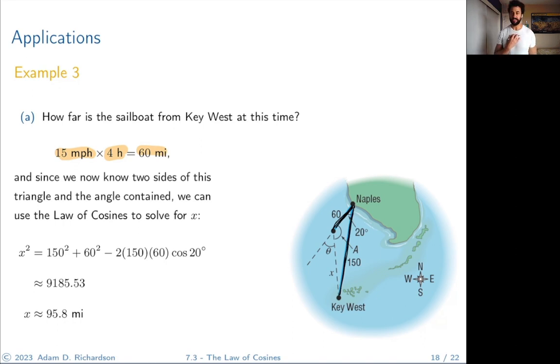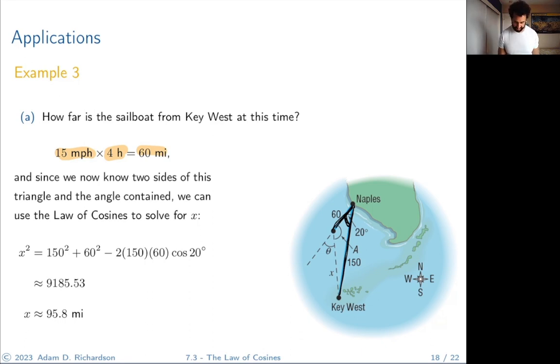And what we want to know is, how far away are we from Key West now? So basically, what is this distance right here? This distance, the last leg here, or I should say the last side of this triangle. How long is that? How far is it? Well, we measured that we were 20 degrees off course. So we know that this included angle here is 20 degrees. Now, because we know two sides and we know the included angle, we know right away that we can use the law of cosines. So that's what we're going to do.